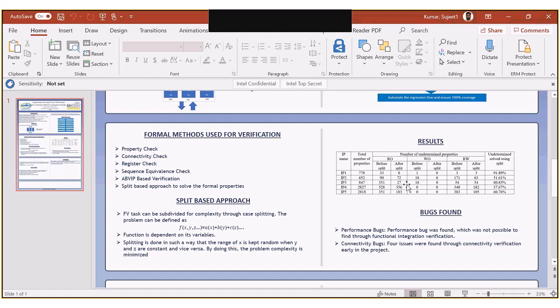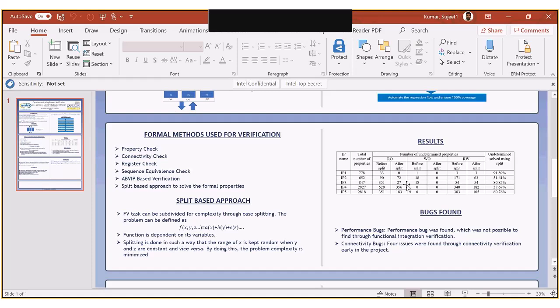So here is the split based approach. A function is dependent on x, y, z variables, and splitting is done in such a way that x is kept random while y and z are constant, and vice versa. By doing this, problem complexity is minimized.